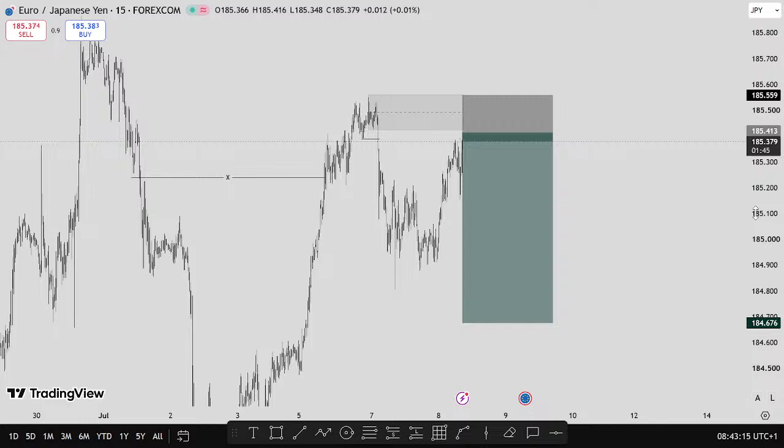What the heck is that? Euro JPY. So if I hit this stop loss, this will be the first stop loss I'm hitting for the week. Oh my god, I'm scared.